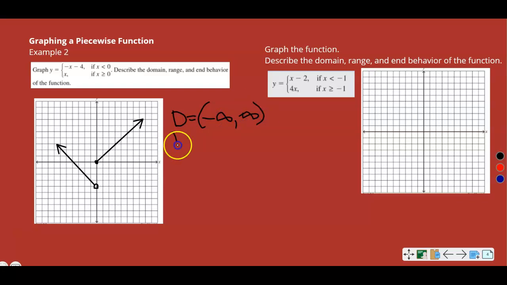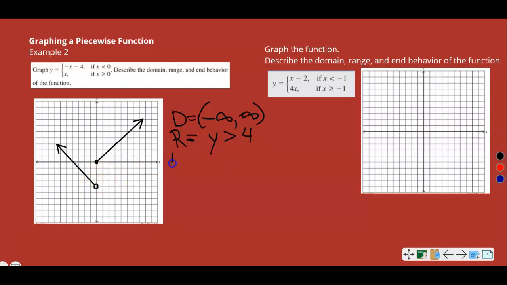All right, the range includes all your y values. Your y values are everything on the y-axis. You can see this one starts at -4 and goes up, and this one starts at 0 and goes up. So we're going to start at the lowest piece, and we're going to say all y's greater than -4. Now, if this were a closed circle, it would be greater than or equal to, but because this is an open circle, this one is strictly greater than.